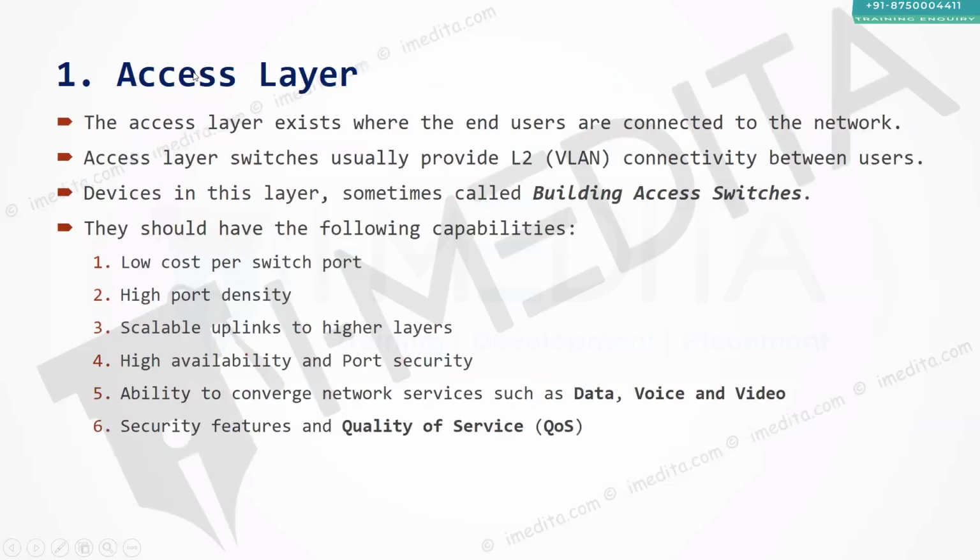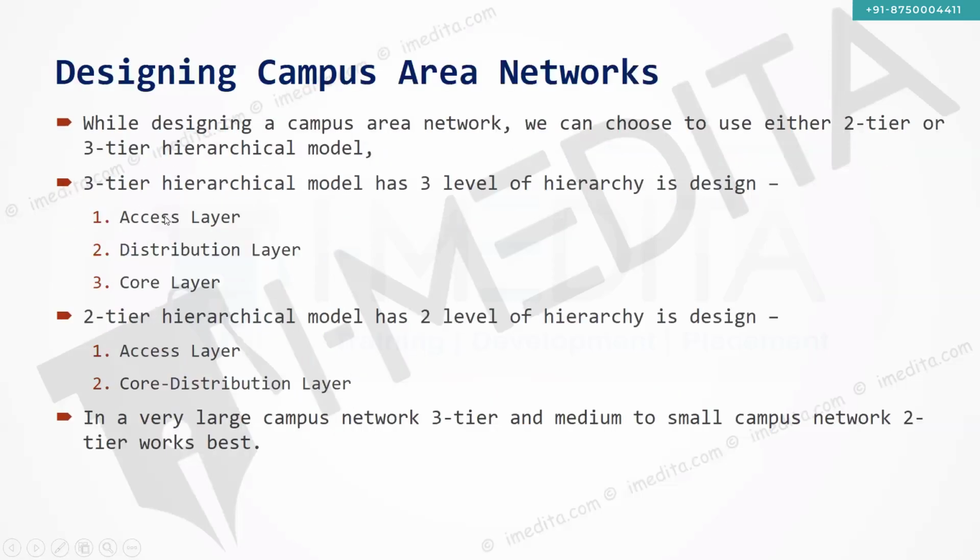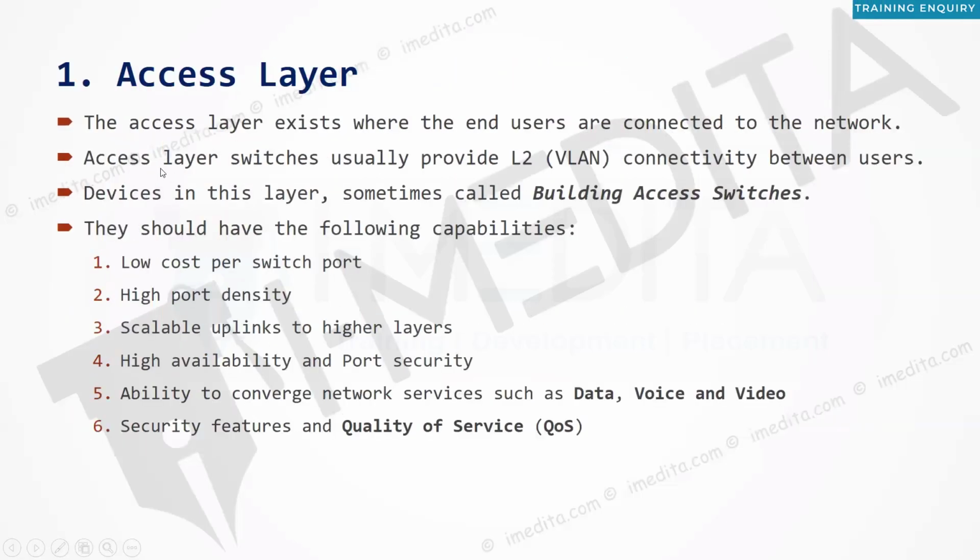So first of all, let's try to understand the meaning of the access layer. Access layer switches are those switches where you would be connecting your end user machines like laptops, desktops, or maybe printers, IP phones, cameras. So all these sorts of devices, like your coffee machine, and your end devices will be directly connected on access switches. So the access layer exists where the end users are connected to the network. Access layer switches usually provide layer 2 connectivity between users and devices in this layer, sometimes called building access switches.